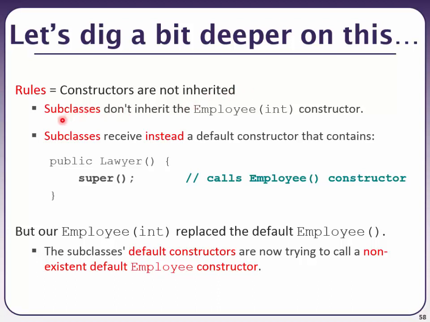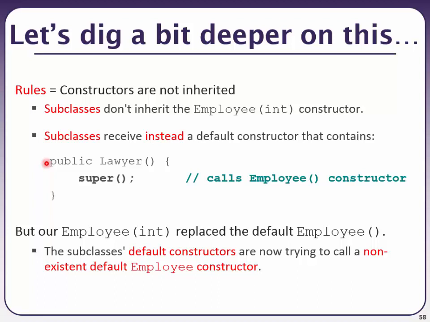So, for example, when we define the subclass Lawyer, it does not inherit the Employee constructor. So, for example, if we add in the class Employee a constructor with an int parameter, maybe representing the employee ID or the salary, whatever, the subclass is not going to automatically have a Lawyer constructor that takes an int.